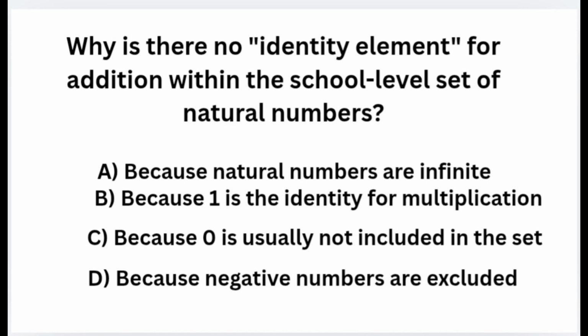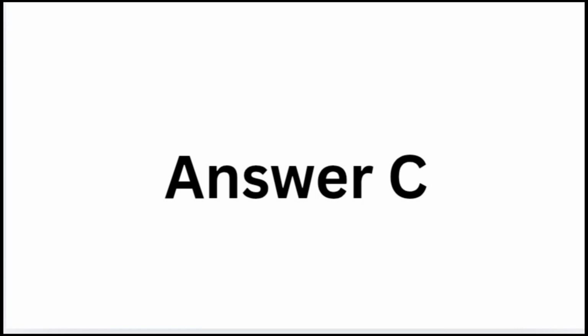Question number 6. Why is there no identity element for addition within the school level set of natural numbers? A. Because natural numbers are infinite. B. Because 1 is the identity for multiplication. C. Because 0 is usually not included in the set. D. Because negative numbers are excluded. The correct answer is C. Because 0 is usually not included in the set.